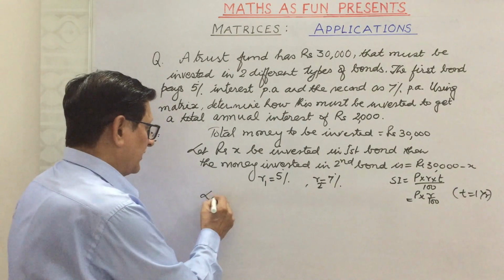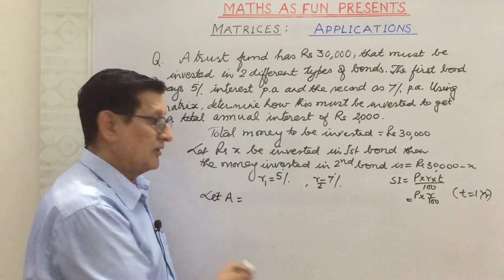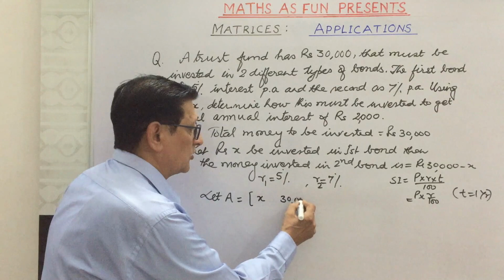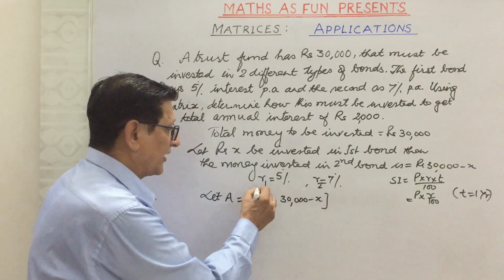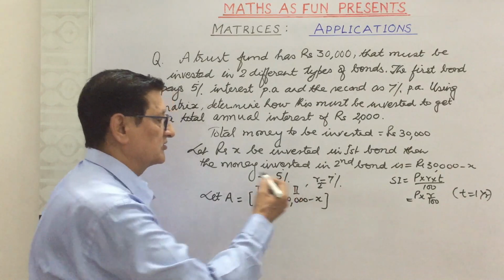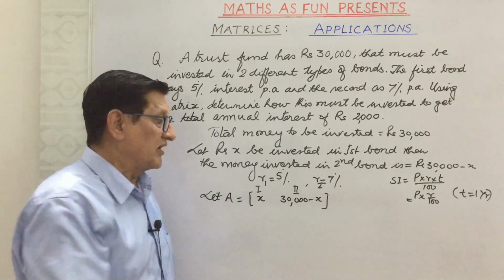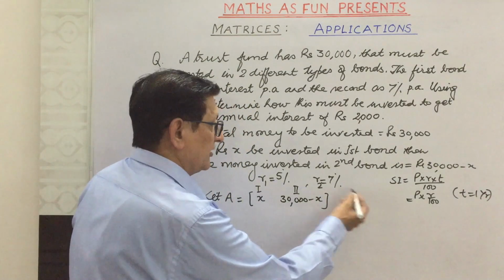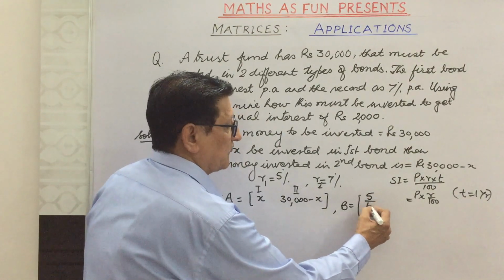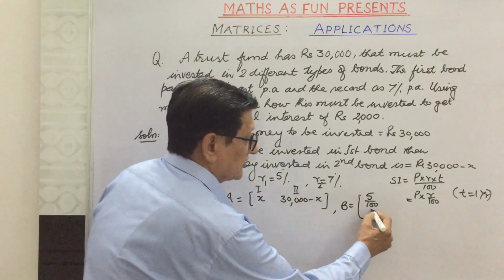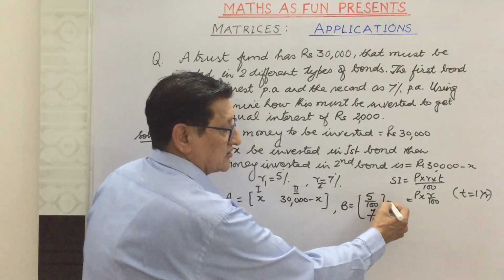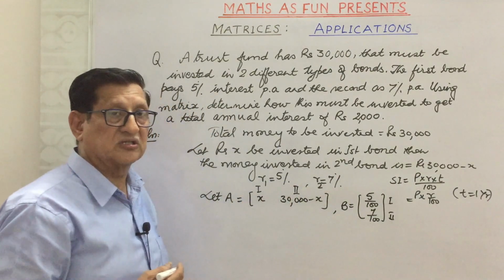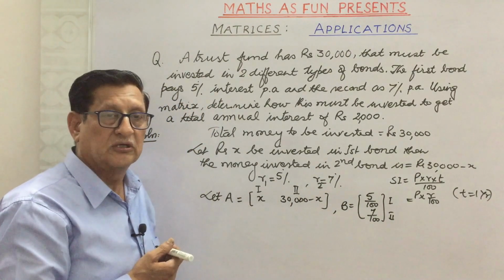So we write, let A be the matrix, that is rupees X and rupees 30,000 minus X, where this is for the first bond and this is for the second bond. Same way we can write B as another matrix, a column matrix: R1, that is 5, we write as 5 upon 100, and the second one, that is 7 upon 100. This is first bond, this is second bond. Like this, when we construct the matrices, then it's very easy to find out the total interest.